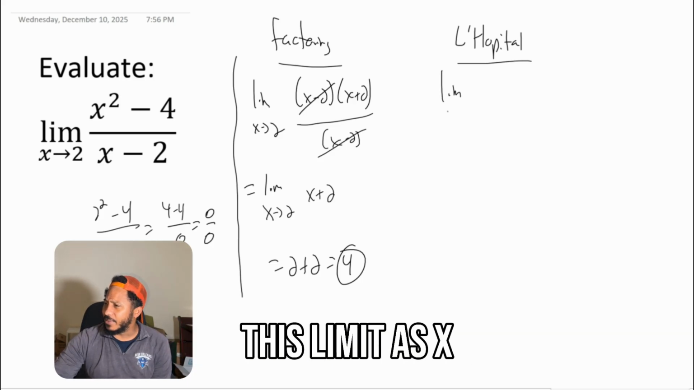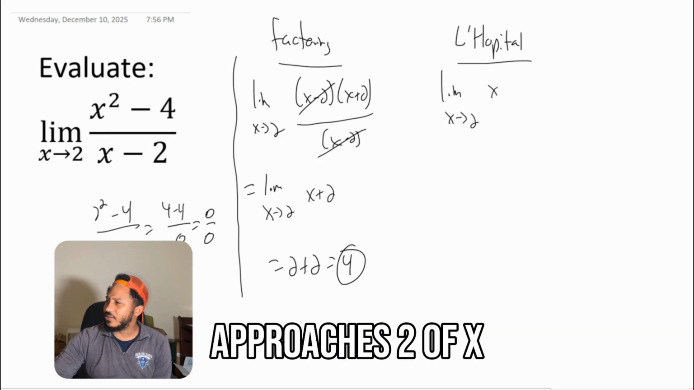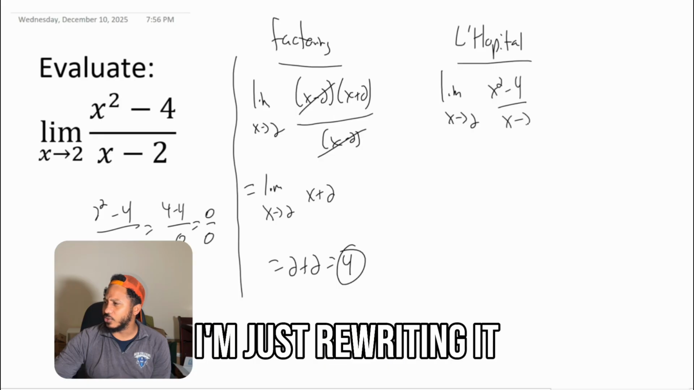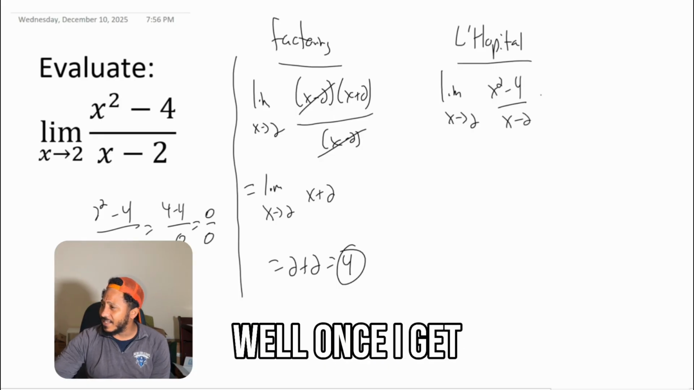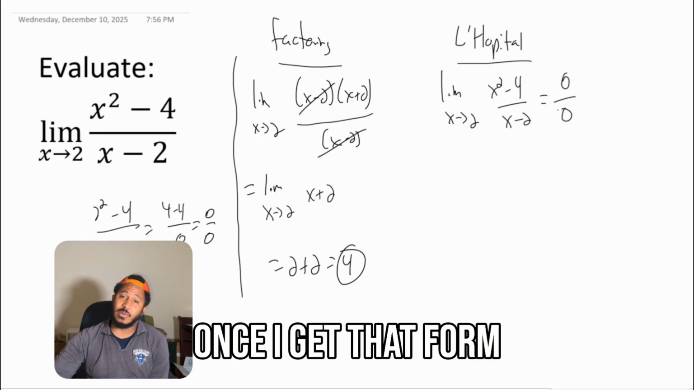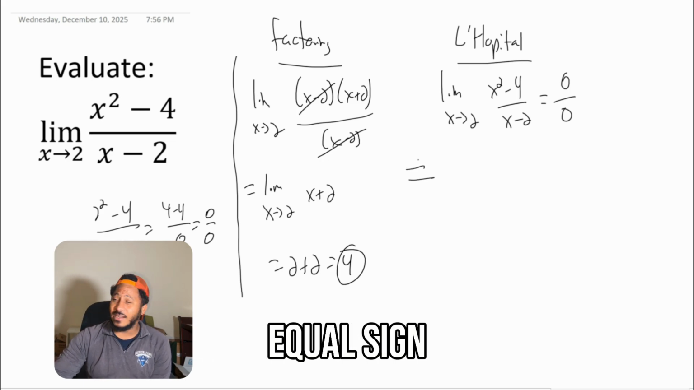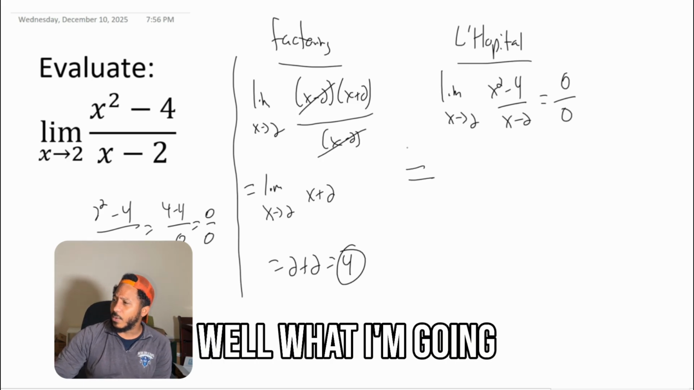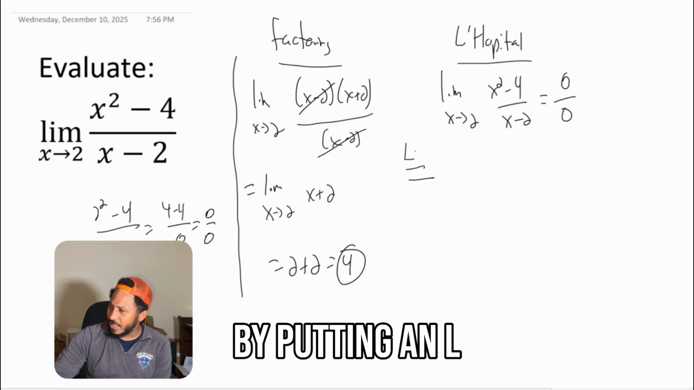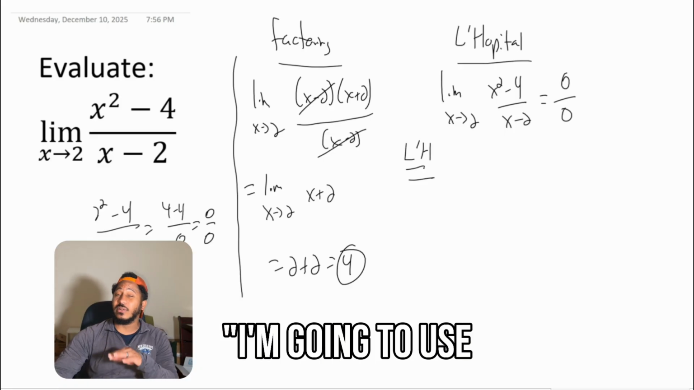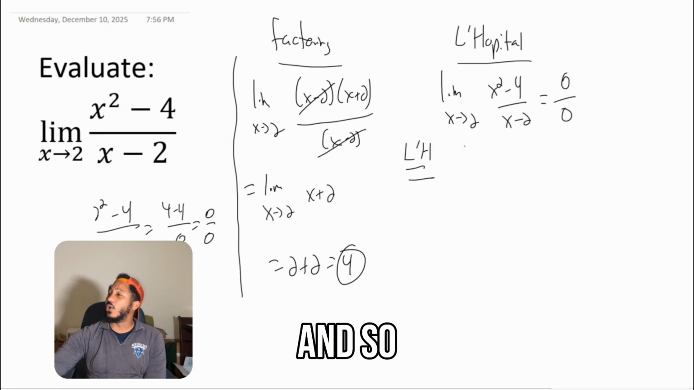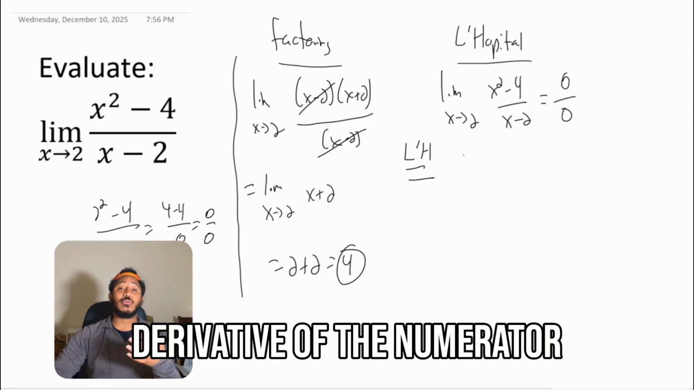So if I rewrite this limit as x approaches 2 of x squared minus 4 over x minus 2, I'm just rewriting it. Then once I get the evaluation of 0 over 0, we put an equal sign. Typically, if we're using L'Hopital's rule, we put an L apostrophe H, which says I'm going to use L'Hopital's rule, okay? Meaning I'm taking the derivative of the numerator and denominator.